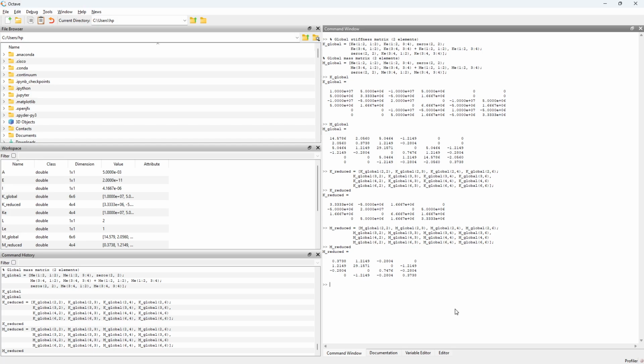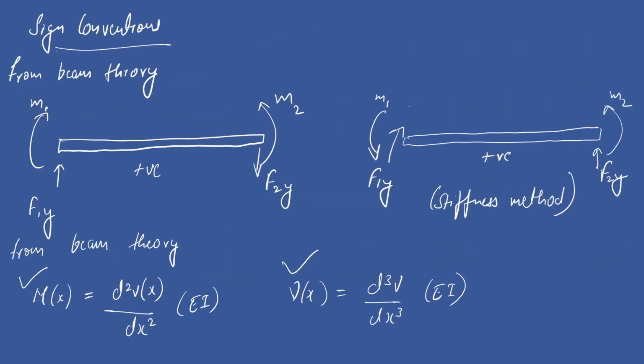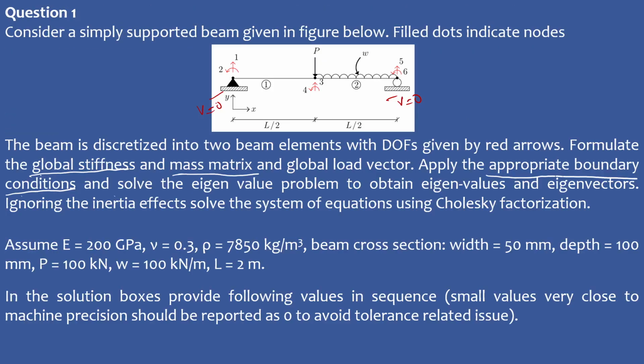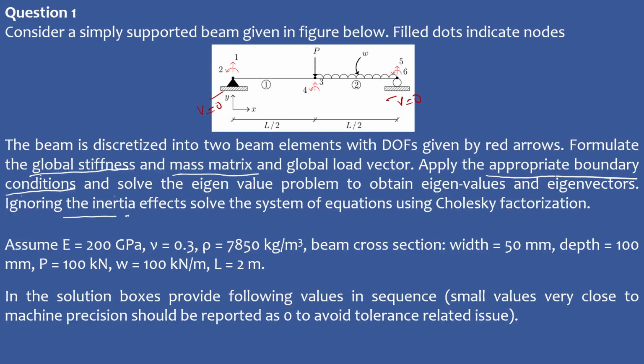So once you are having your k reduce matrix, you are having m reduce matrix. So your k matrix is available with you, your mass matrix is available with you. So now it has been asked to calculate the eigenvalues and the eigenvectors. So as shown here, you need to apply the appropriate boundary conditions to obtain eigenvalues and eigenvectors. You need to basically ignore the inertia effects and solve the system of equations using Cholesky factorization.